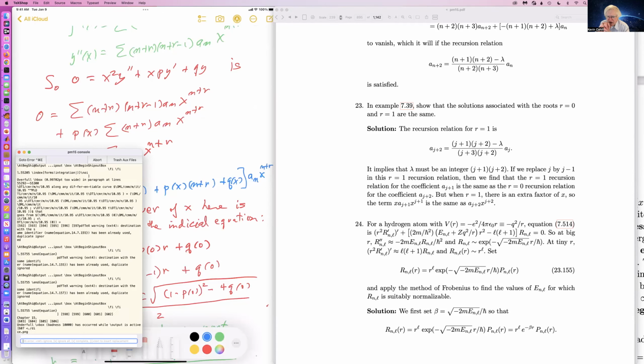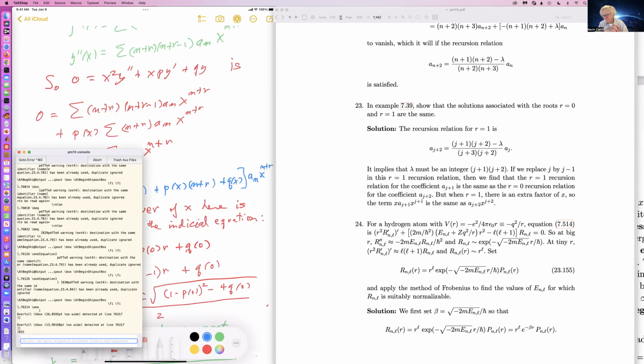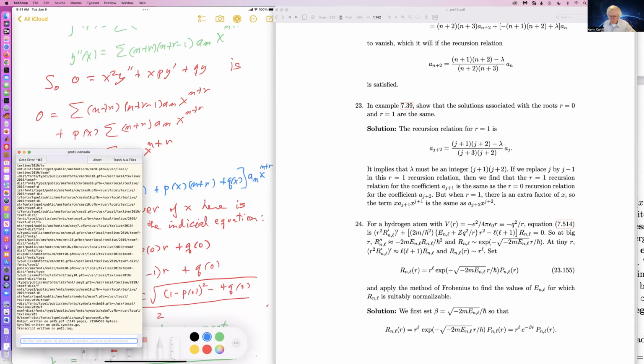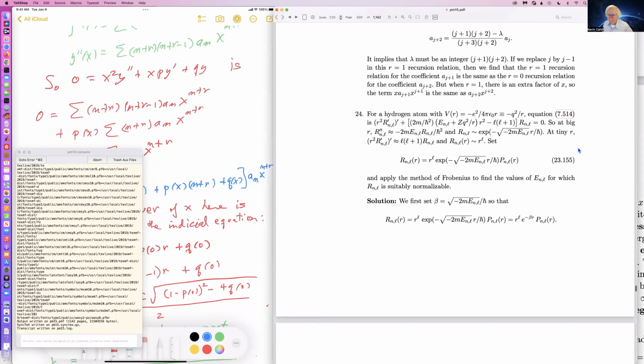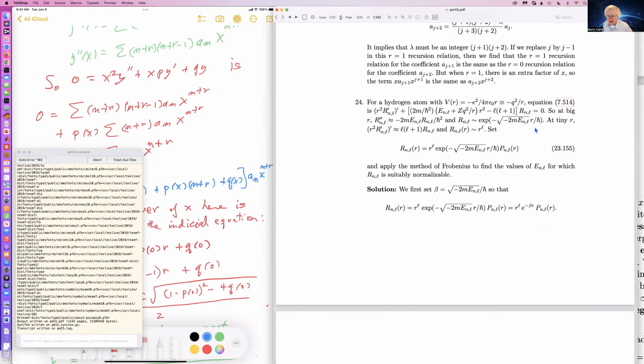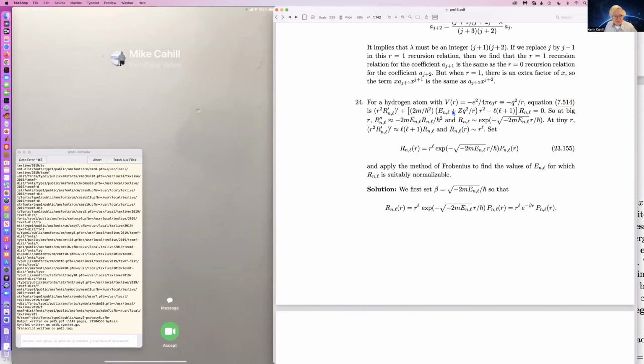Well, we're basically out of time. The hydrogen atom, of course, is another example that's really very important.